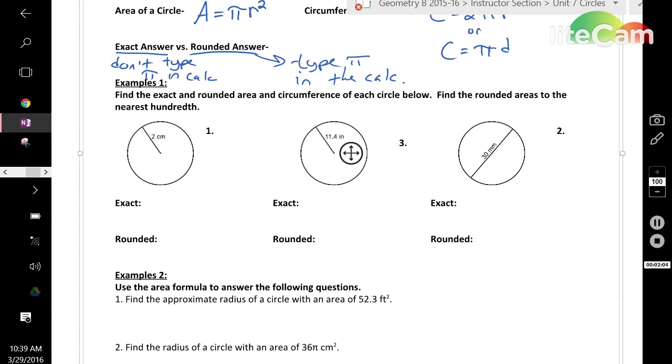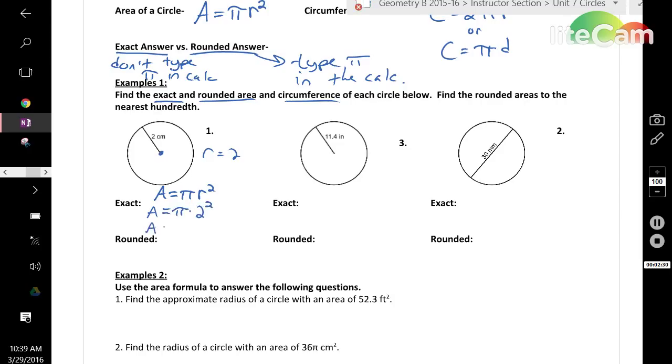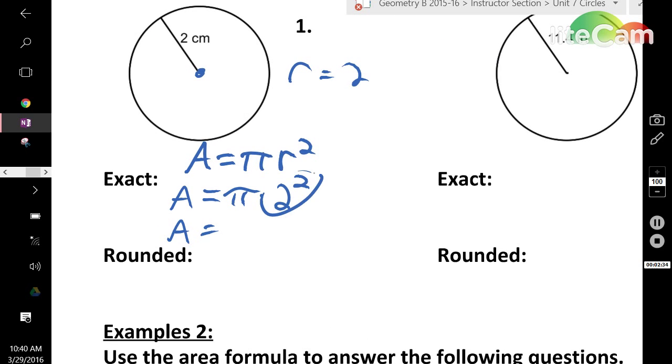So this says find the exact and rounded area and circumference of each circle below. Find the rounded areas to the nearest hundredth. Okay, so starting with area. A equals pi times r squared. For area, you need the radius. In this first picture, they do give you the radius. It is 2. So all you have to do for the exact area, pi times 2 squared. Remember, it said not to type pi in the calculator, so only calculate 2 squared. 2 squared here is 4. So your area is 4 pi centimeters.